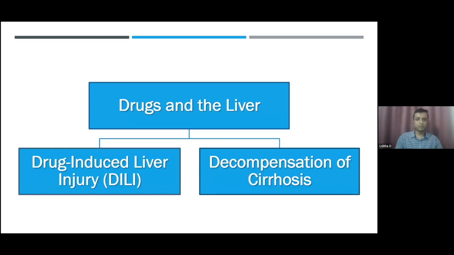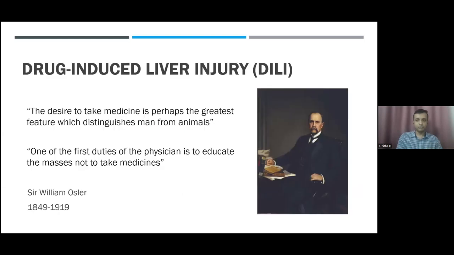Now, when we talk about drugs and the liver, especially in patients with liver impairment, there are two major components. One is the drugs that will cause liver injury on their own, or drug-induced liver injury. And also there is another factor in patients who already have liver impairment or liver cirrhosis: there are drugs that can cause decompensation of liver cirrhosis. Of course, drug-induced liver injury in itself is a very broad topic.